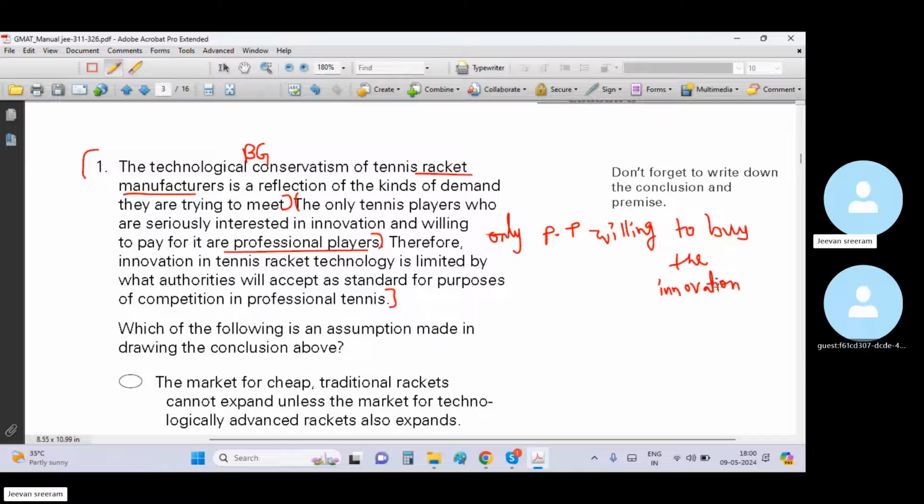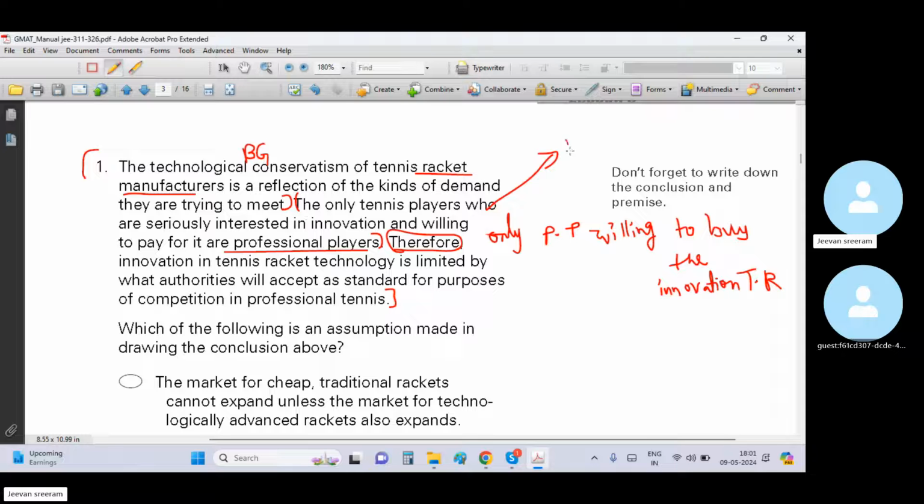Then why are they not releasing innovative tennis rackets? Therefore, innovation in tennis racket technology. Okay, therefore means that till here it is basic background information, based on which the author has his own opinion. Generally, such opinions are given just beyond therefore, thus, so, consequently. Have you got my point, buddy? Yes. Okay, so I can say this is the premise.